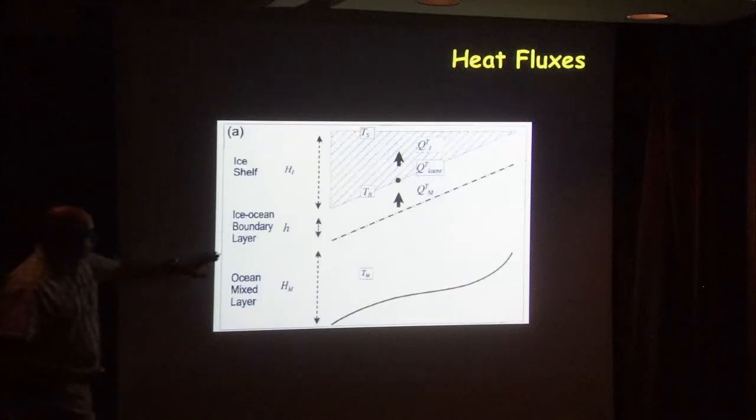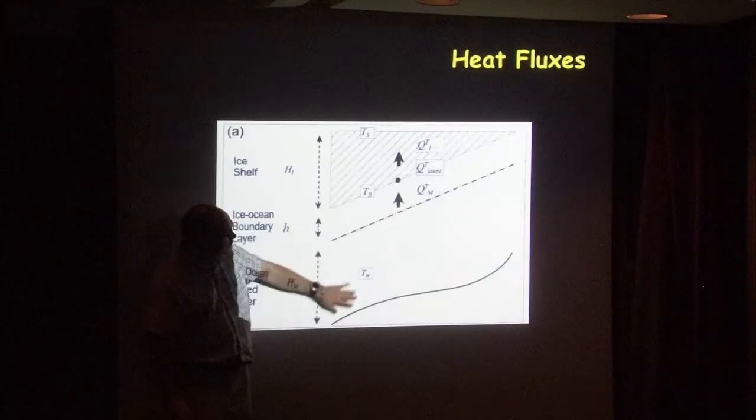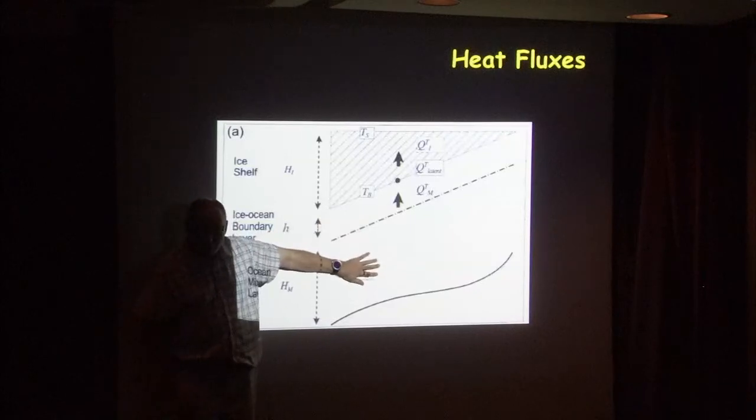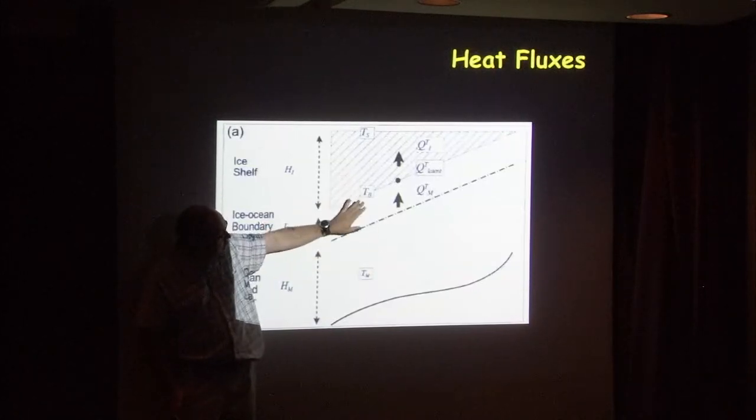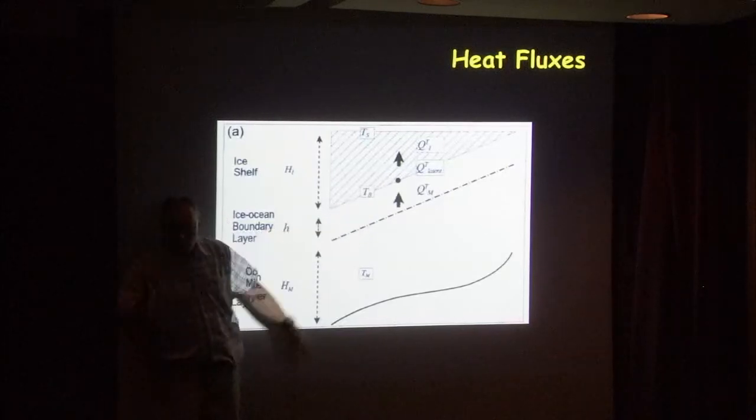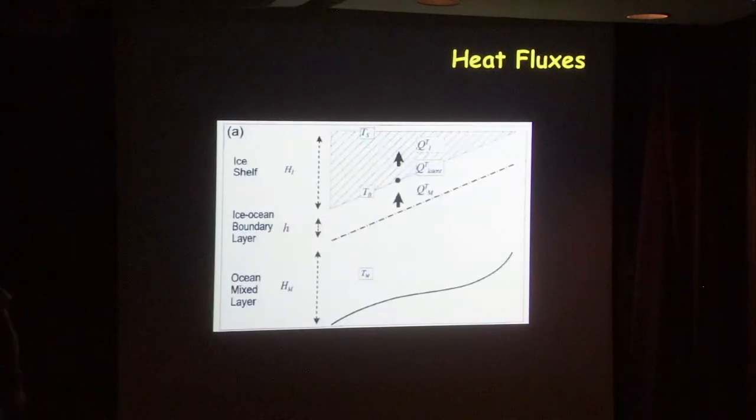You have ice and you have water. This is the ocean mix layer, and this is very turbulent. This is not. But the transition zone between ice and water, if you really zoomed in there, it would all become molecular. There is no turbulence in the last few millimeters, the so-called viscous sublayer. And I'll show you how you can estimate the thickness of that. It's of the order of a few millimeters.